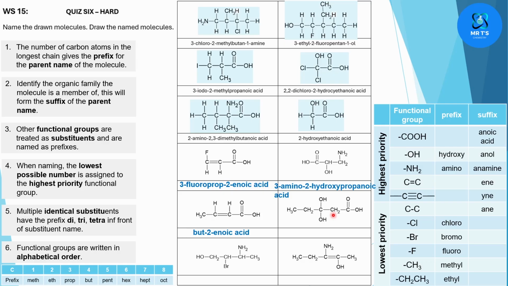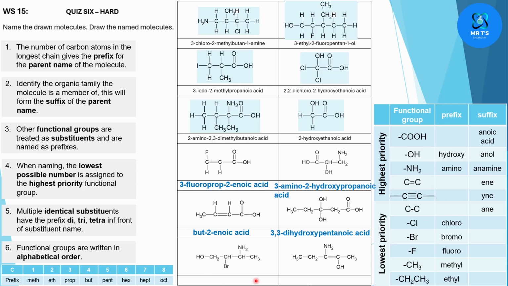Okay, so this fourth molecule here, we've got 1, 2, 3, 4, 5 carbons in a row, with a carboxylic acid group coming off the end here. So this is going to be pentanoic acid, and if we count along 1, 2, 3 from the carboxylic acid end, there are 2 OH groups coming off the third carbon. So this is going to be 2,3-dihydroxypentanoic acid.